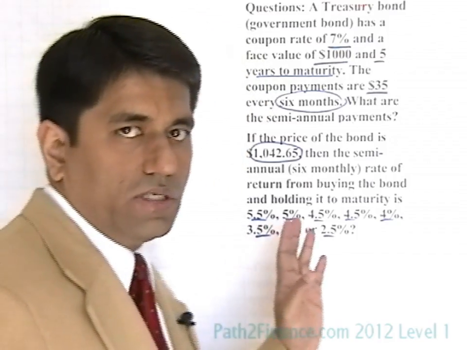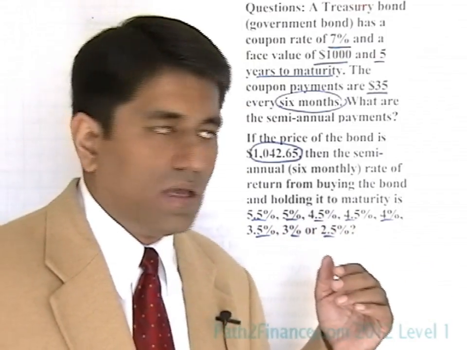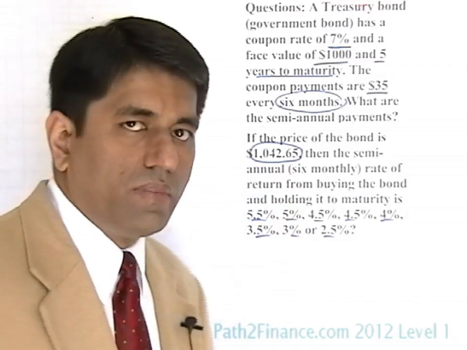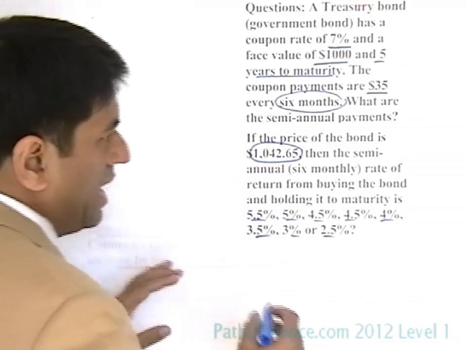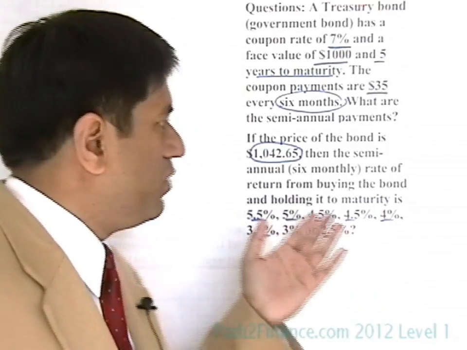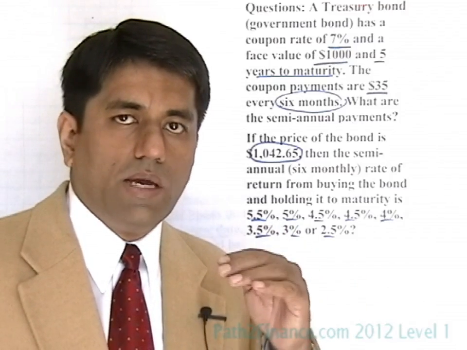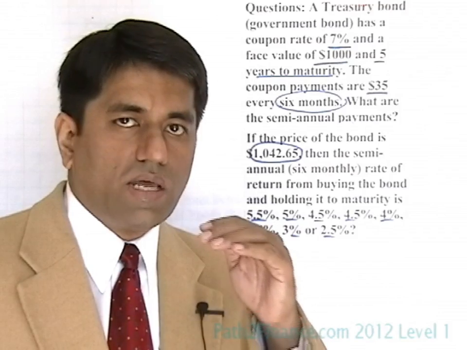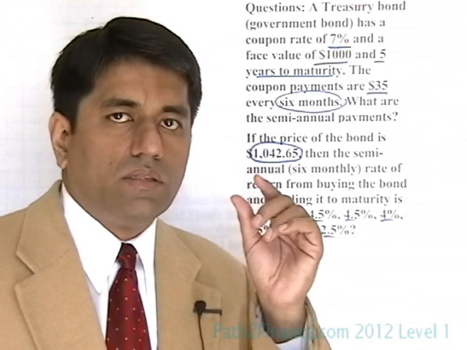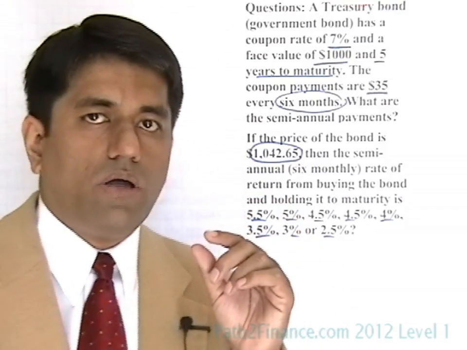The first thing to note is that this is a premium bond, right? It's selling for more than face value. It's selling for 1,042, so you can straight away eliminate yield to maturities which are greater than the coupon rate. Because remember, for premium bonds selling above par, the yield to maturity must be lower than the coupon rate.